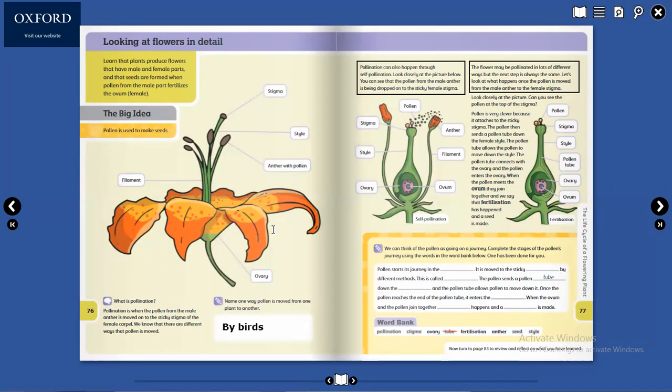Let's look at what happens once the pollen is moved from the male anther to the female stigma.